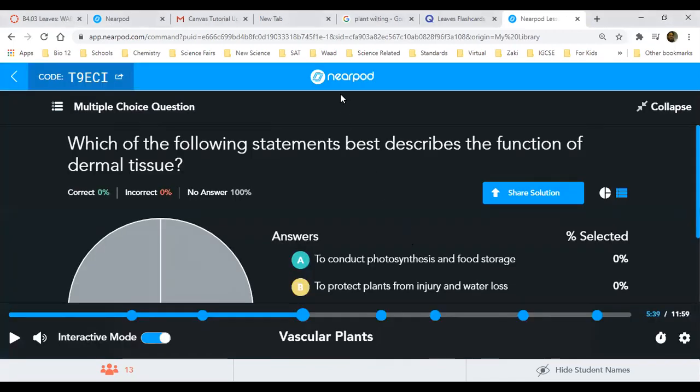Okay. Which of the following statements best describes the function of the dermal tissue? Dermal tissue is the skin tissue. Are they going to conduct photosynthesis and food storage? That was not dermis tissue, that was the, what was it? Ground tissue. Option B, to protect plants from injury and water loss. That could be a right answer. To aid in cell division and reproduction. No. To accelerate growth and transpiration. Maybe. So choose between B and D if you guys can.